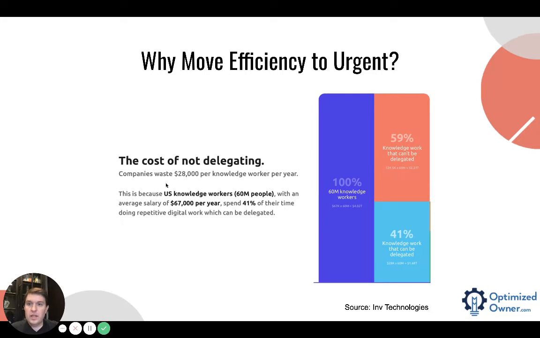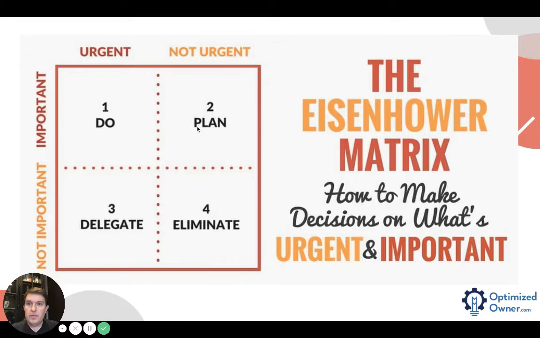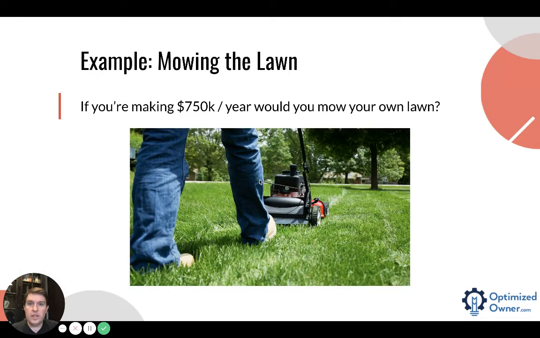If you look, companies waste an average of $28,000 per knowledge worker per year. That's assuming that you're only making $67,000 a year. So if you're making more than $67,000 a year, chances are you're wasting more than that. But the value of moving things from the not urgent and important to the urgent and important is to get them off your list forever. Let's look at a couple of examples.